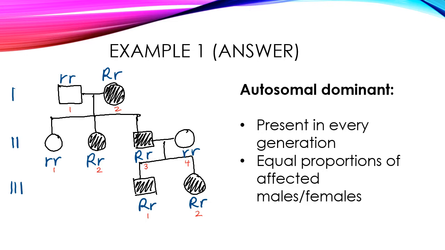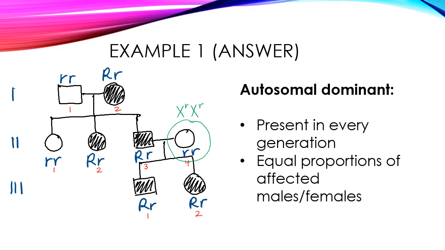Okay, the next one is: are there equal proportions of affected males and females, roughly? That tells me it's unlikely to be X-linked. But the next thing is I would like to go and find some evidence that it can't be X-linked if possible. So what I can see here is an unaffected mother who's got an affected son. So if this was X-linked, let's say she would have this genotype because she's unaffected, so she's homozygous recessive.